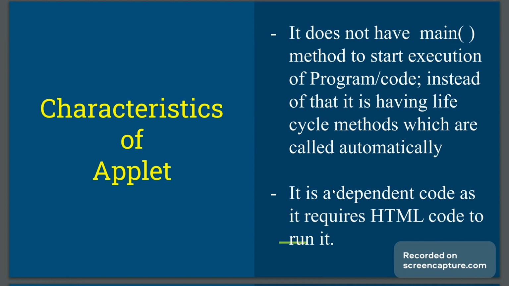Applet code is dependent code because it requires HTML code to run. An applet Java program does not come with only the Java language. For the applet program to run, we need HTML tags also.